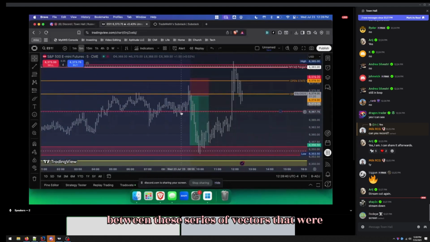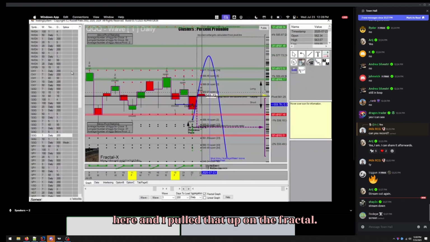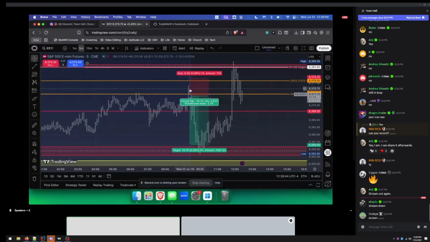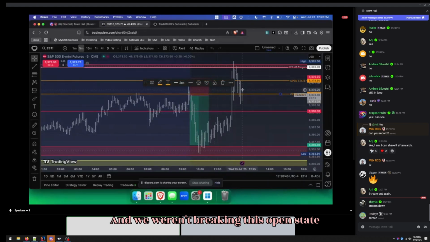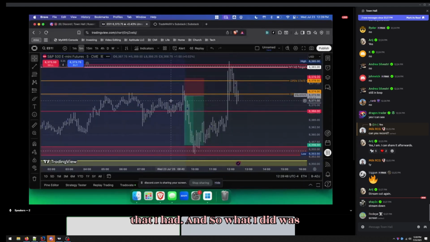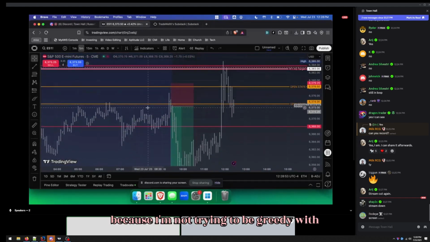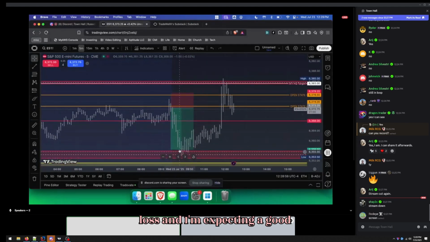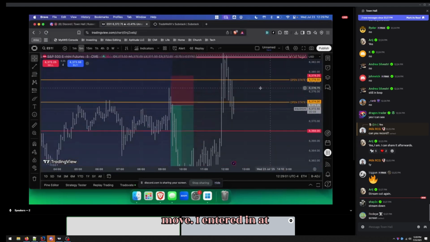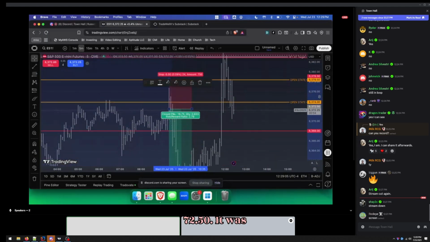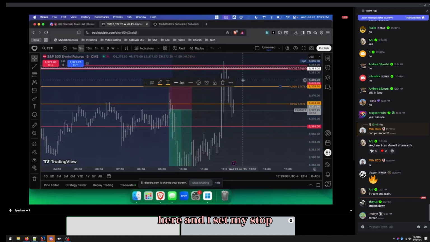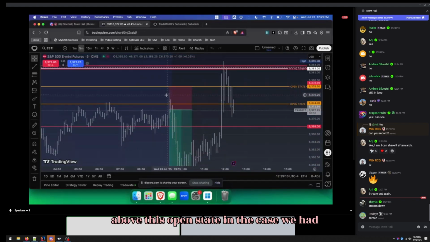Between these was a series of vectors that I pulled up on the fractal, and we weren't breaking this open state that I had. Because I'm not trying to be greedy with my entries, and I'm protecting myself with sizing and my stop loss, and I'm expecting a good move, I entered at 72.50. It was here. And I set my stop above this open state in case we had a spike.